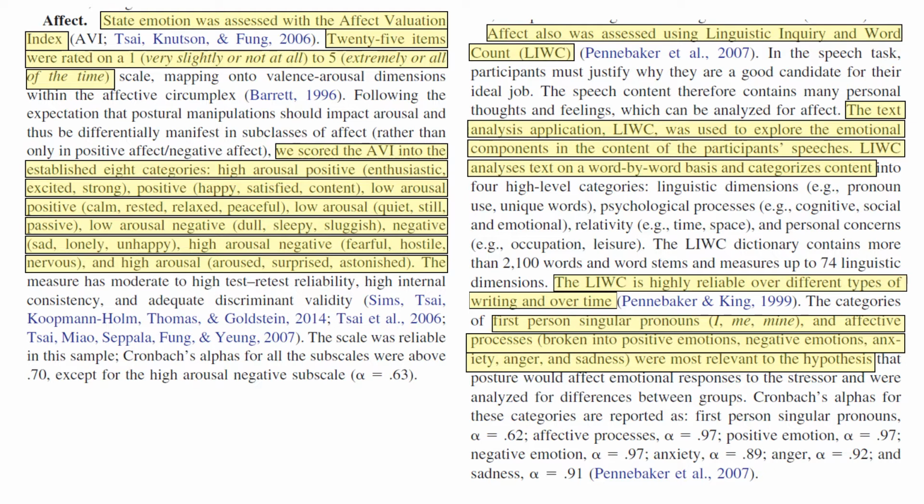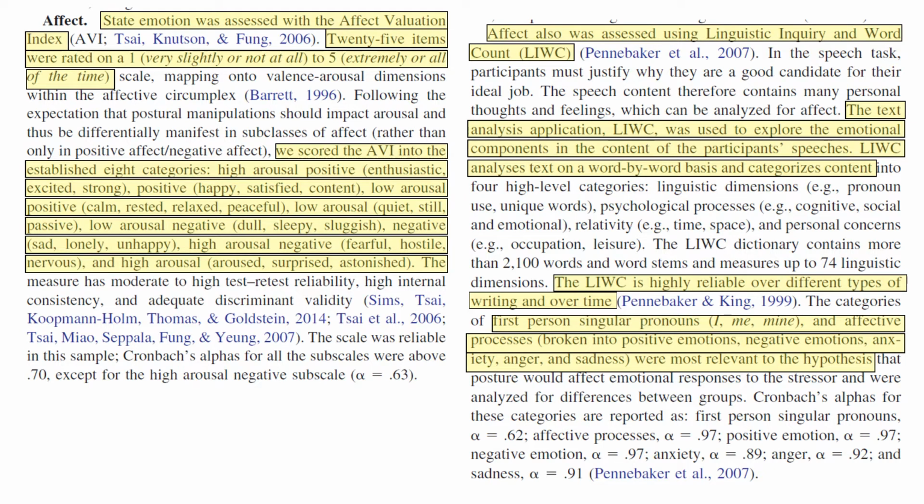The first sentence says, state emotion was assessed with the affect valuation index. When the authors give the name of a measure, that's one clue that the variable was measured using a self-report measure. In this case, the authors go on to say 25 items were rated on a 1, very slightly or not at all, to 5, extremely or all of the time, scale, which helps us confirm it was a self-report measure because items is another way to say questions and rating is a way for participants to respond.